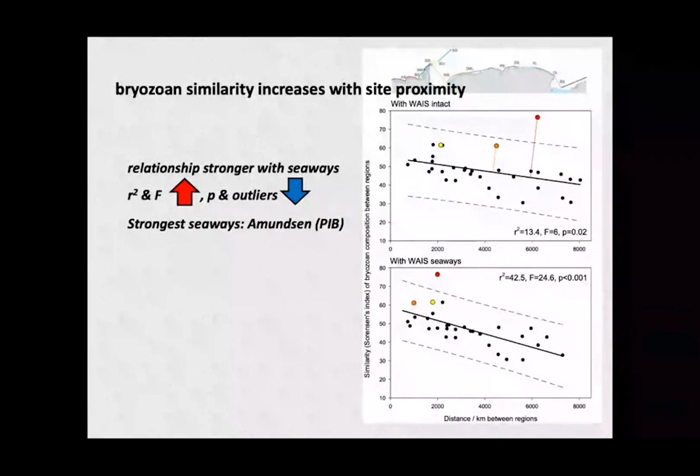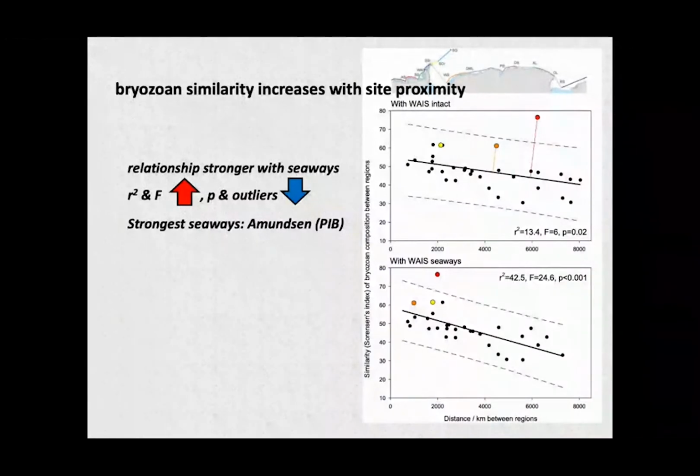So let's plot similarity of bryozoan assemblages on the y-axis with distance apart on the x-axis. We can see in the graph above without seaways, i.e. with the WAIS intact as it is now, and that below with seaways put in. So what difference does this make in terms of looking at our models there?